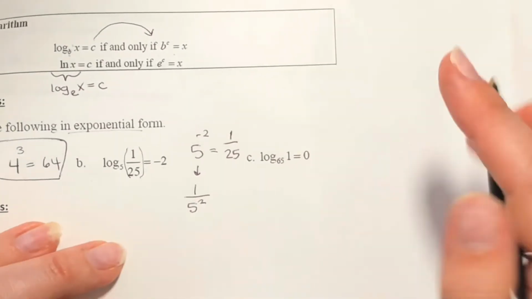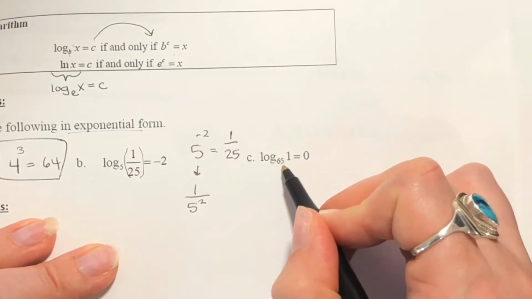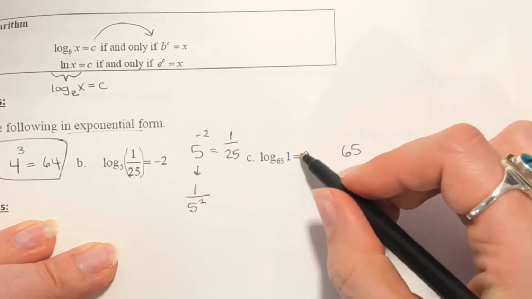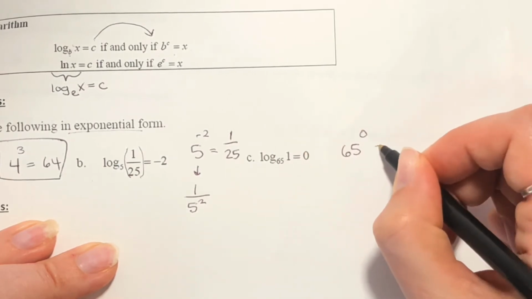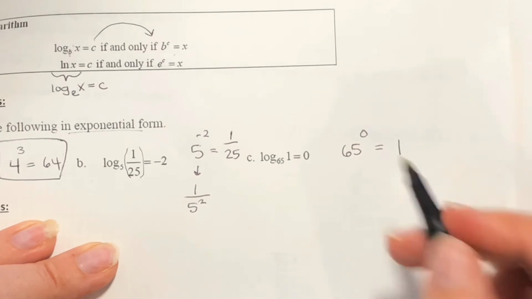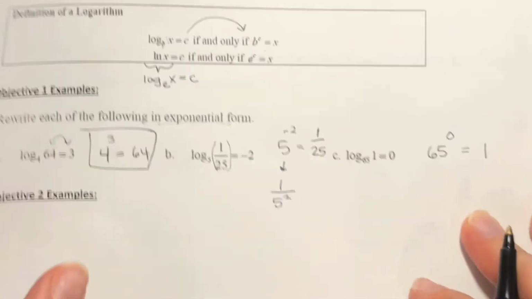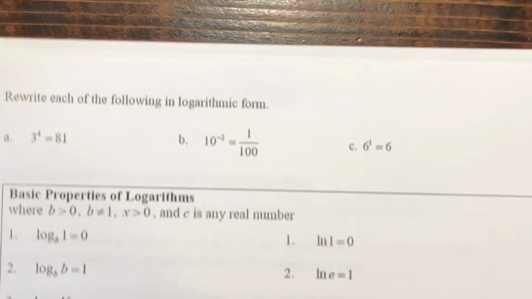So that one's true. And then again, if you do it one more time, 65 is the base in the log. That's going to stay the base in our exponential, but then 0 becomes the power, and then it will equal 1, which again is true. Anything to the power of 0 is equal to 1. So let's try going the other direction now.